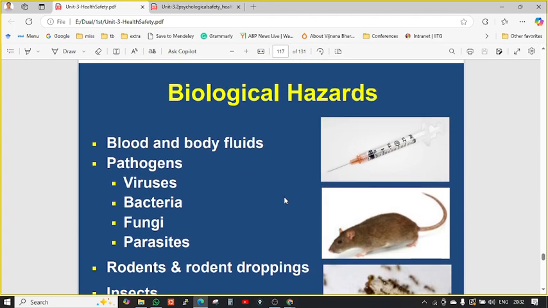Next is biological hazards. So these, whatever was already discussed, are called physical hazards. Then we come to biological hazards.